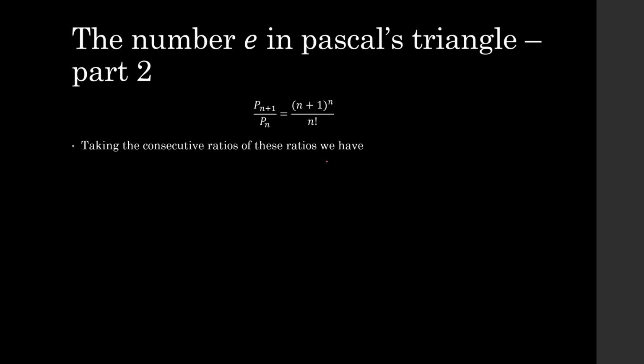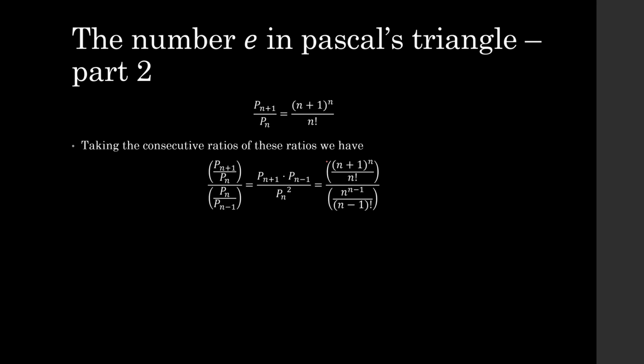Now if I take consecutive ratios of these ratios, so I consider p to the n plus 1 over p to the n, divided by p to the n over p to the n minus 1. So basically I define a new sequence, which is the sequence of ratios, and I take the ratio of consecutive terms in that sequence. And so I can rearrange this ratio here, I can keep, change, flip when you do the things with fractions. And so we've got p n squared at the bottom, at the denominator, and on the numerator we get p n plus 1 times p n minus 1.